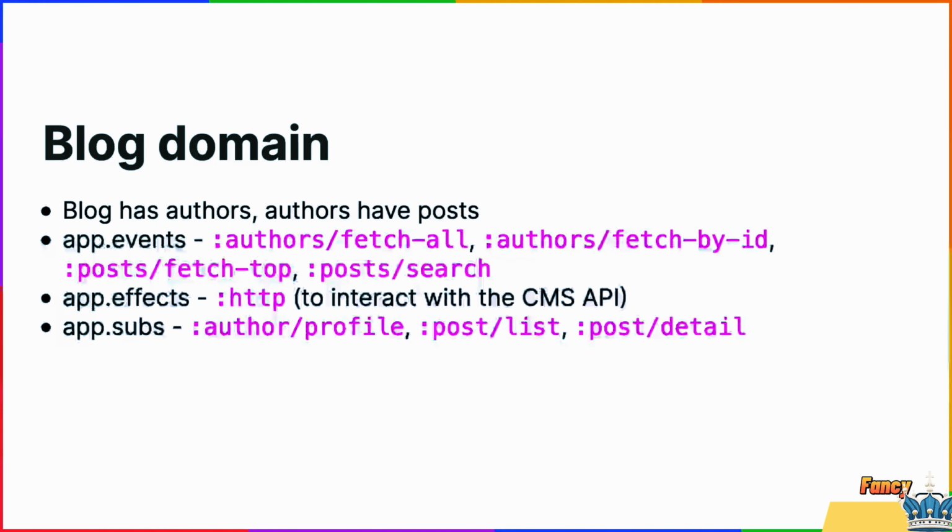For example, imagine an application with 2 domain entities, authors and posts. Our app.events namespace will have events to fetch all authors, fetch an author by ID, fetch the top post, and search a post. The app.effects namespace will have an HTTP API to interact with the CMS, and the app.subs namespace will have subscriptions for author profile, post list, and post detail. With namespaced keywords, we can easily code hundreds of events or subscriptions in a single namespace.